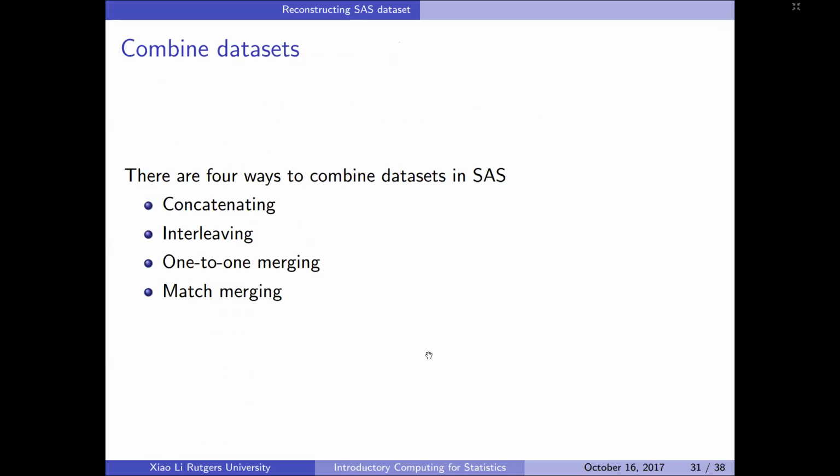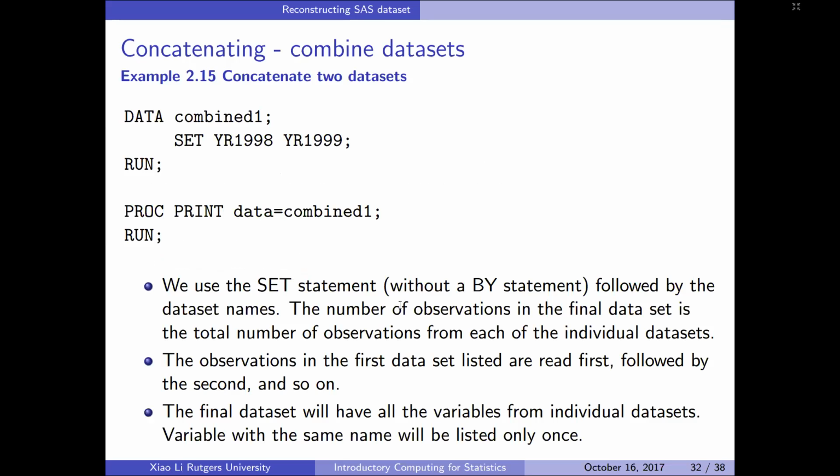There are always four ways to combine data sets in SAS. These are just typical names, so you do not have to remember the names of the ways to combine data sets. Just remember, we always use two different statements: the set statement and the merge statement.